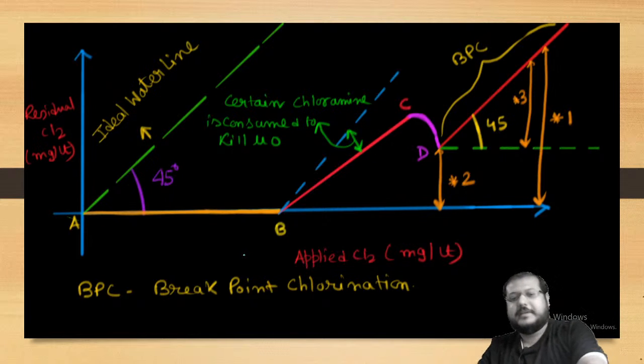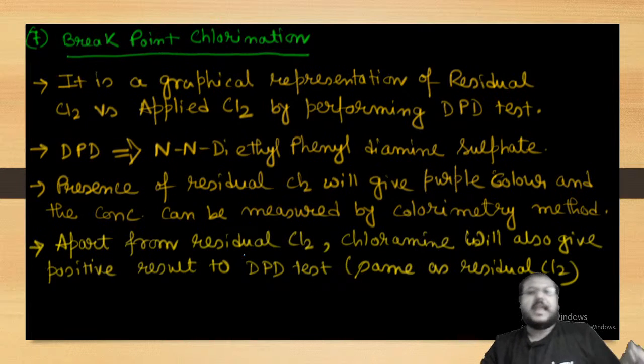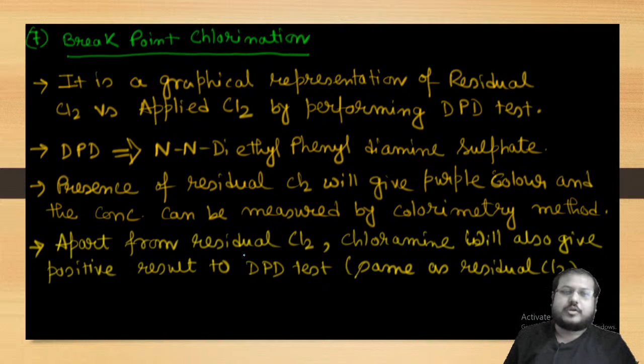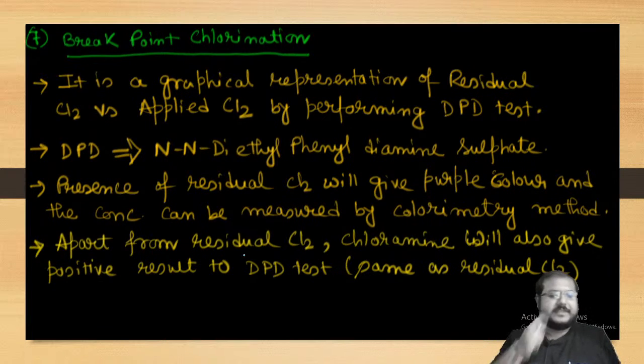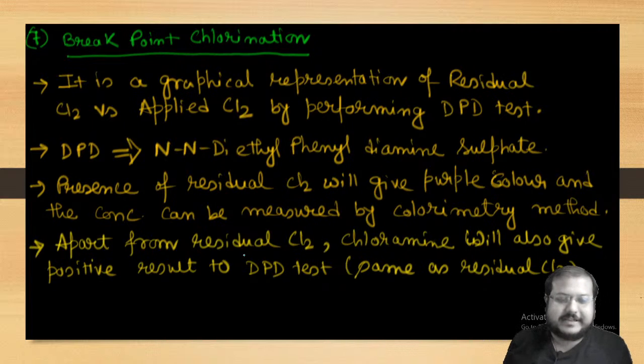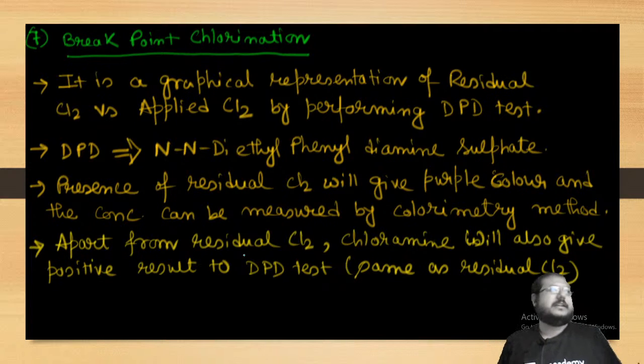But there is a problem, that apart from residual chlorine, chloramine will also give a positive result to the DPD test. Just as residual chlorine gives a purple color result in the DPD test, residual chloramine will also give the same result. Another test is there, the orthotoluidine test, but the DPD test is the major one to detect chloramine from water.